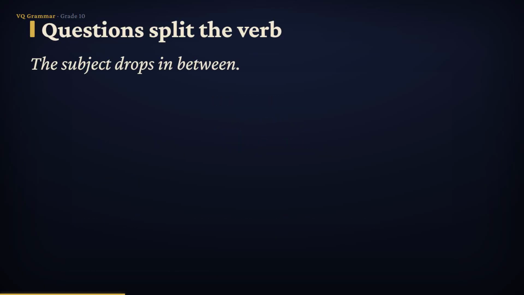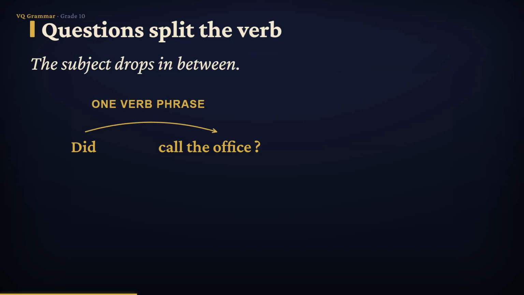Questions are the most common place you'll meet inverted order, and they pull a sneaky trick. Look at this. Did she call the office? The verb phrase is did call, and those two words belong together as one verb. But look what happened. The word she has wedged itself in between them. She is the subject, sitting inside the verb phrase, not in front of it. That's why questions fool people.